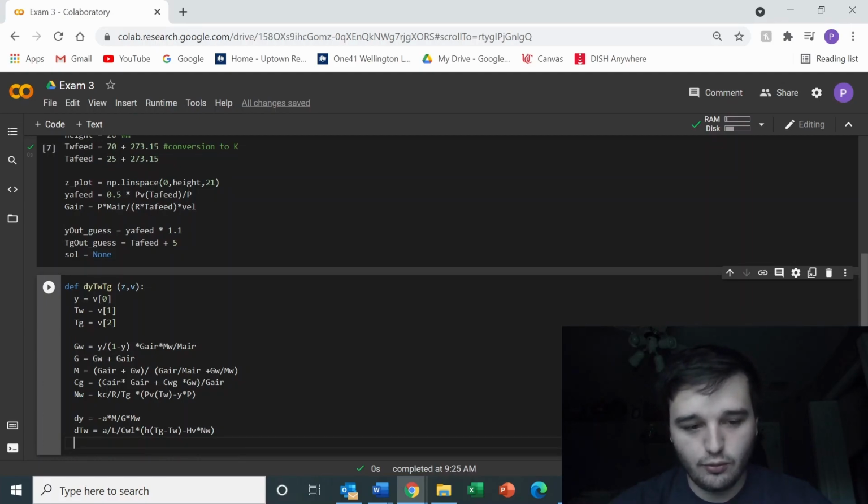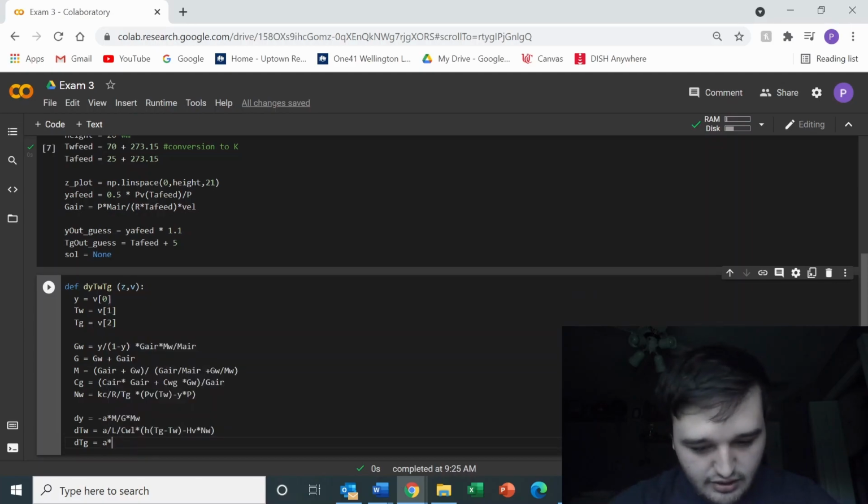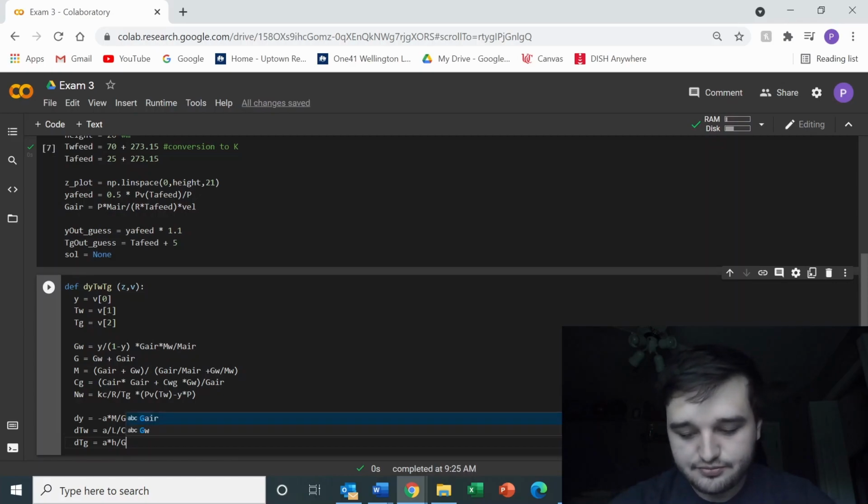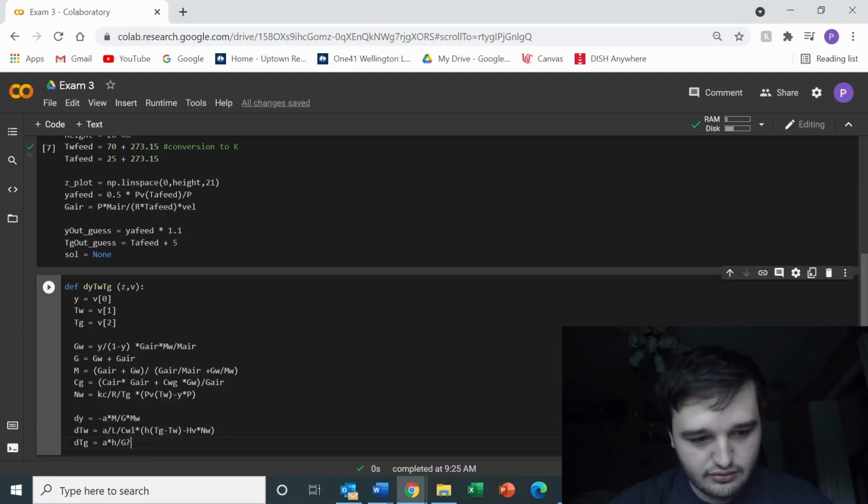And then finally, we need to figure out dTg, which is the change in temperature of the gas, and that's equal to the specific area times the heat transfer coefficient divided by the total flow rate of the air and gas, divided by the heat capacity of the gas, times that change in temperature again, or the difference in temperature between the gas and the water.